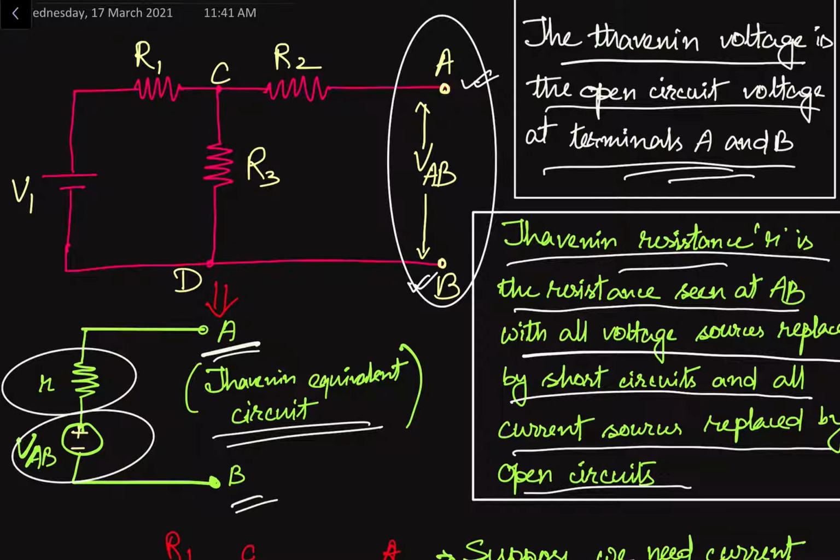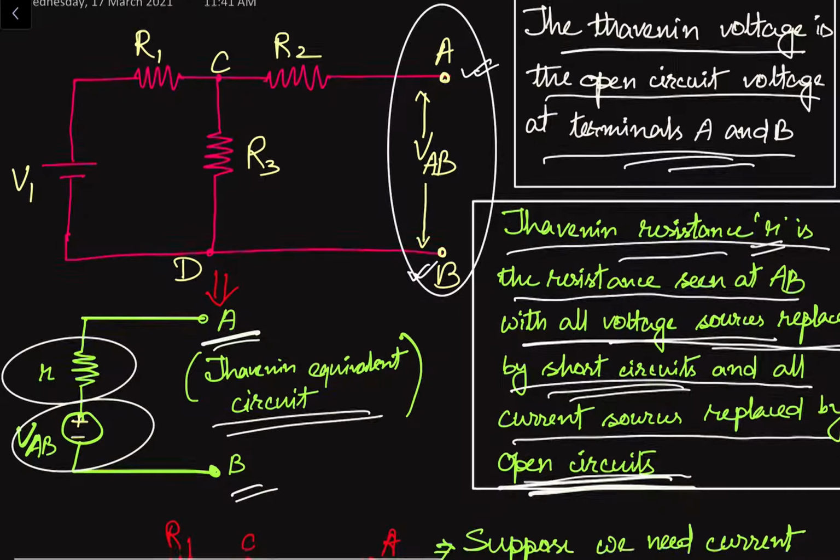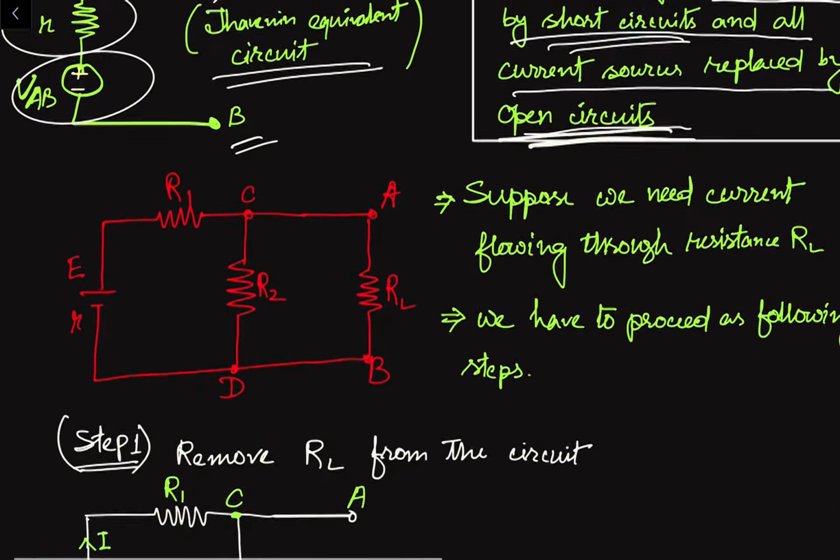We have to consider the points A and B. This is point A and this is point B. Across these points, we have to find out the Thevenin voltage VAB, and again the Thevenin resistance small r. The small r is found out considering the voltage sources replaced with short circuit and the current sources replaced by open circuit. So we have to follow this principle for finding out the Thevenin's equivalent circuit.